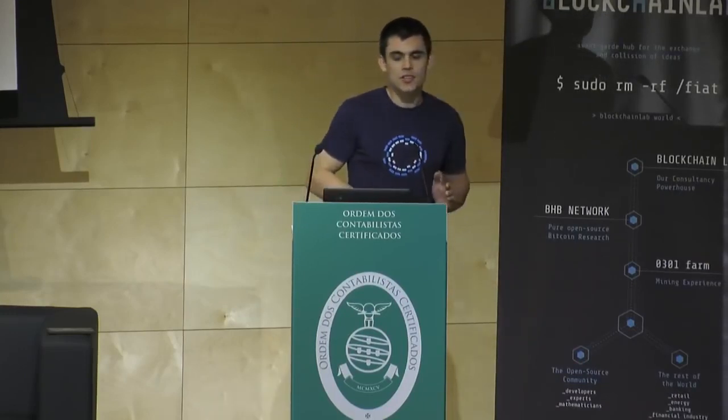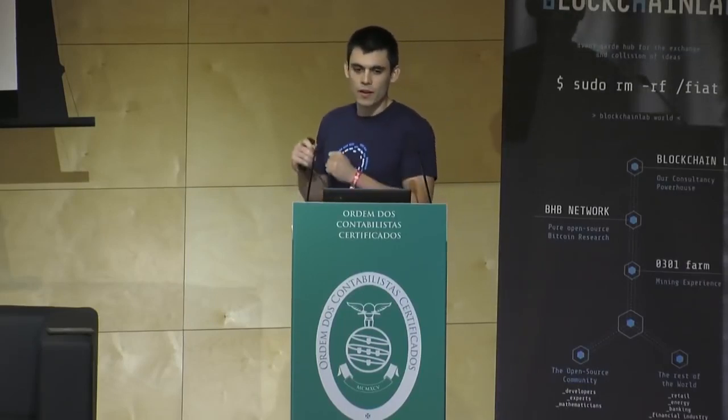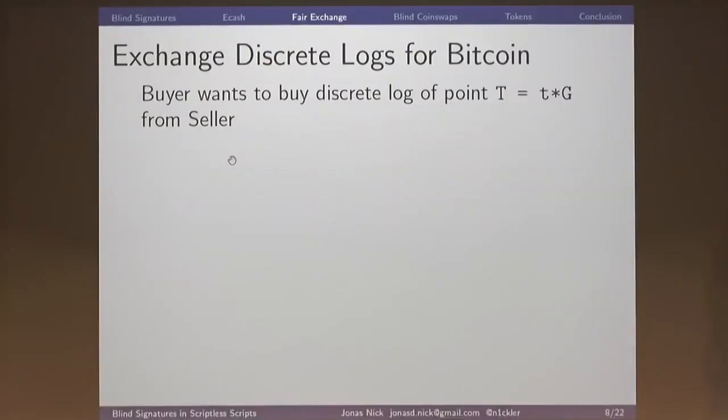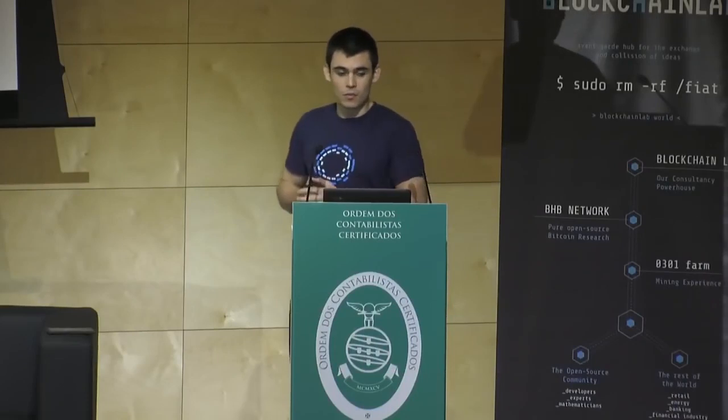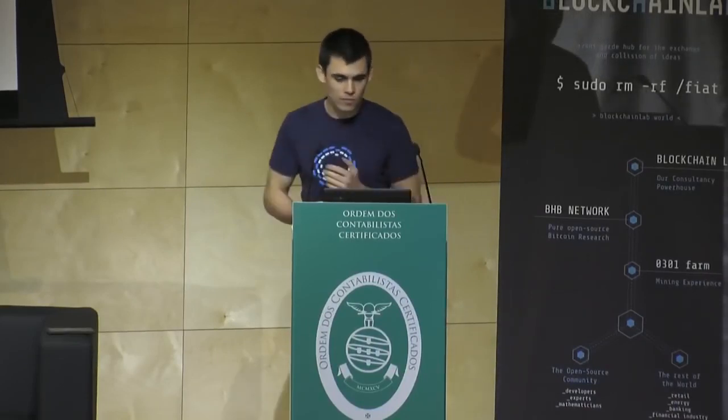Okay, so in this section we would like to get to a protocol where you can buy a blind signature using Bitcoin without having to trust anyone. So the buyer will definitely get the blind signature and the seller will definitely get the Bitcoins. There's no way to cheat. And the first step towards that is we need to define a protocol for how to exchange a discrete logarithm for Bitcoin.